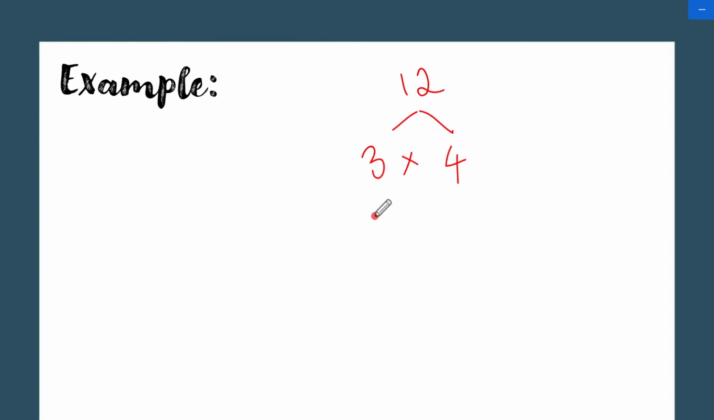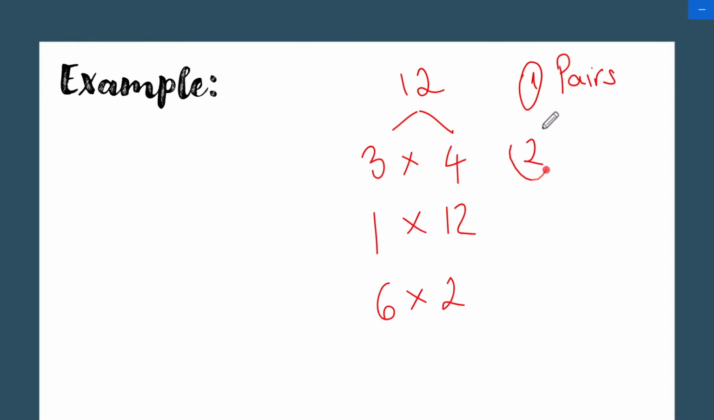And these factors come in pairs. So the next pair of factors, how else can I write 12? I can write it as 1 times 12, and I can also write it as 6 times 2. And yeah, I think that's it for now. So basically, first step is write the factors in pairs, okay? Let's just write pairs.